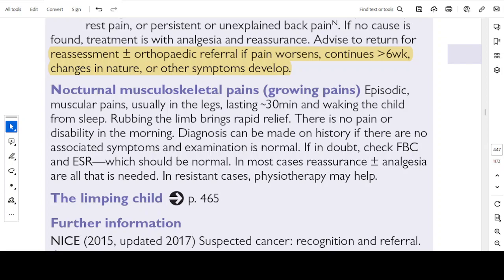Nocturnal musculoskeletal pains or growing pains. Episodic muscular pains, usually in the legs, lasting more than 30 minutes, waking the child from sleep. Rubbing the limb brings rapid relief. There is no pain or disability in the morning.